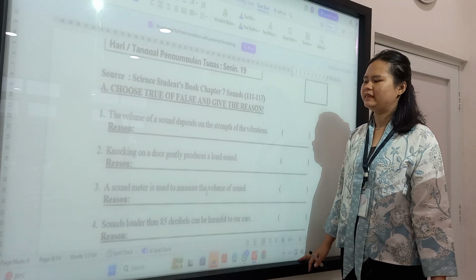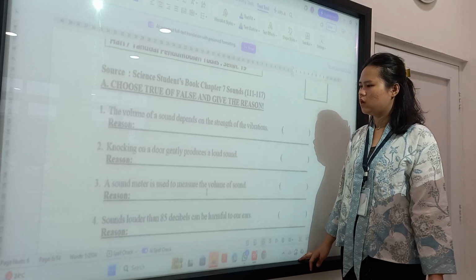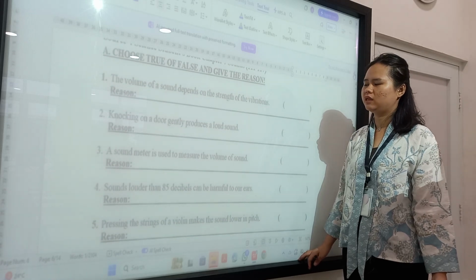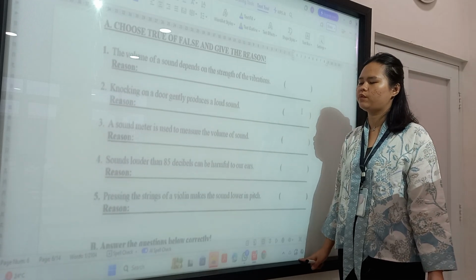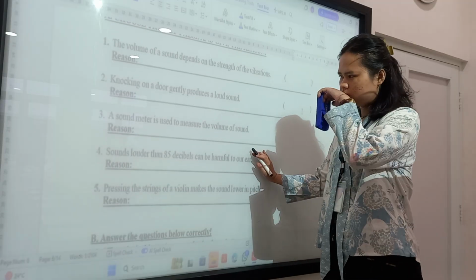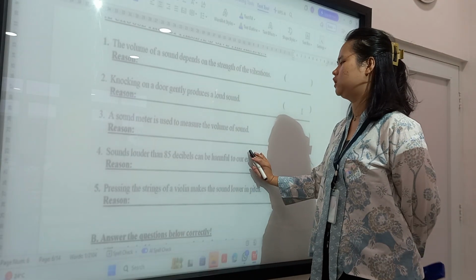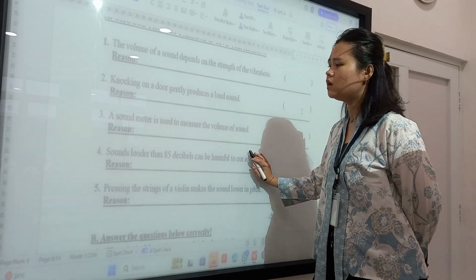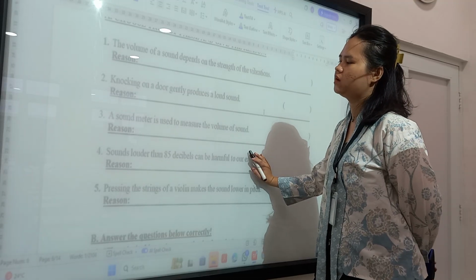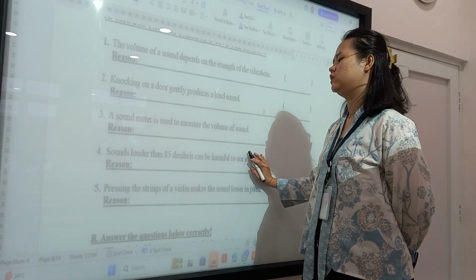Knocking on a door gently produces a loud sound. Is it false? Because when you knock on a door gently, it will produce vibration slowly. A sound meter is used to measure the volume of sound. True, because a sound meter contains a number that shows the volume of the sound.